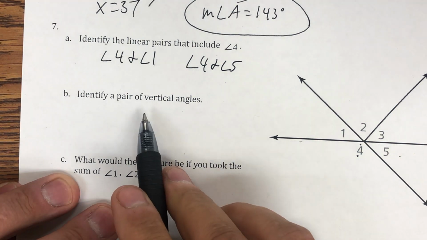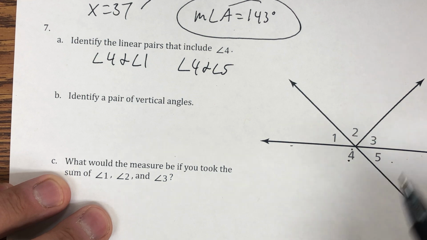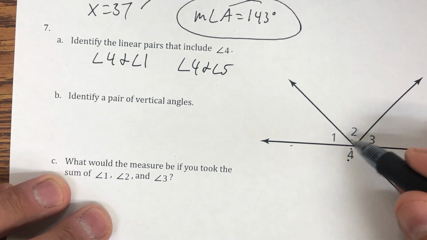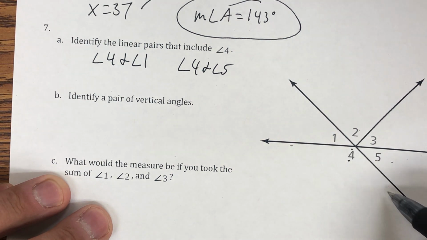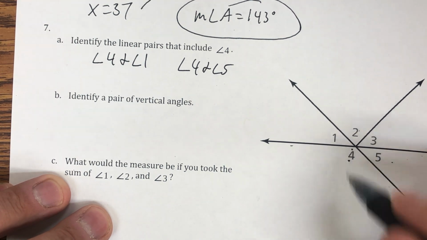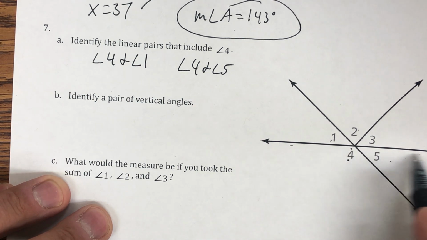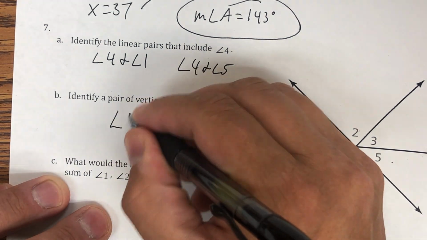All right, identify a pair of vertical angles. So vertical angles are across from each other. They make an X. Now, angle 4 here, there is an angle across from it. It's angle 2, but if I trace it, that does not quite make an X. So 4 and 2 are not vertical angles. Angle 1 is straight across from angle 5. If I trace those two, they do make an X. So angle 1 and 5 are vertical angles.